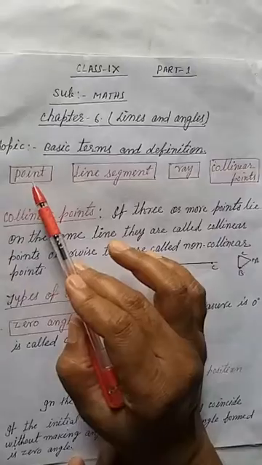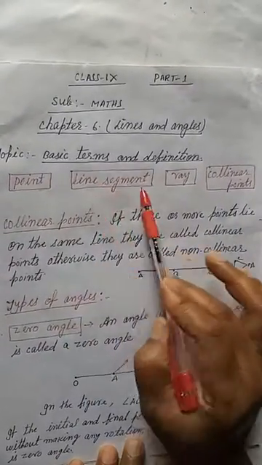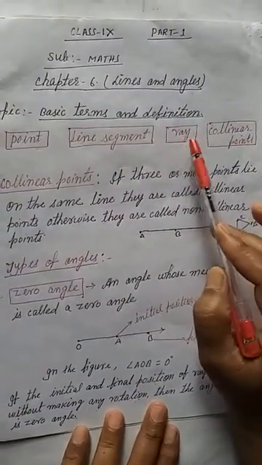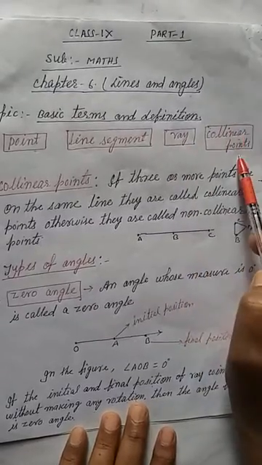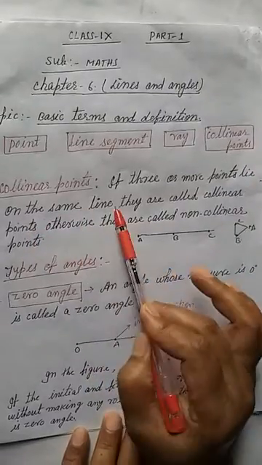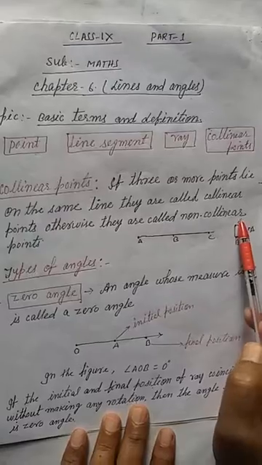So a point is an exact location of an object. A line segment means it has two endpoints. A ray means we can extend it indefinitely in one direction. Now come to collinear points. If three or more points lie on the same line, they are called collinear points. Otherwise, they are called non-collinear points.